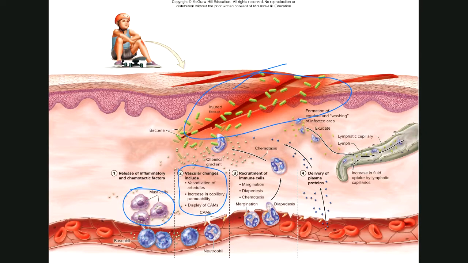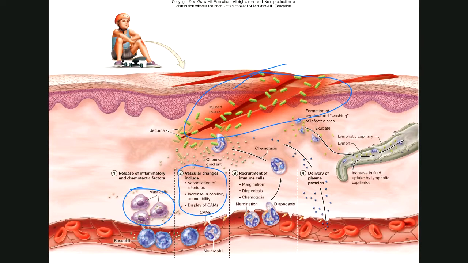So you open up the vessel so that more blood can come in, more immune system cells can be brought in, more proteins that are necessary for repair can be brought in, and basically more supplies. You're going to increase blood flow to that area by increasing vasodilation.